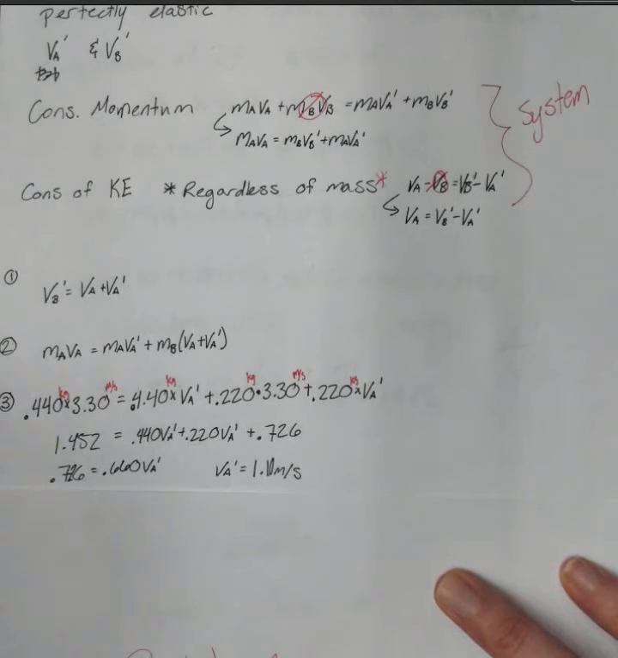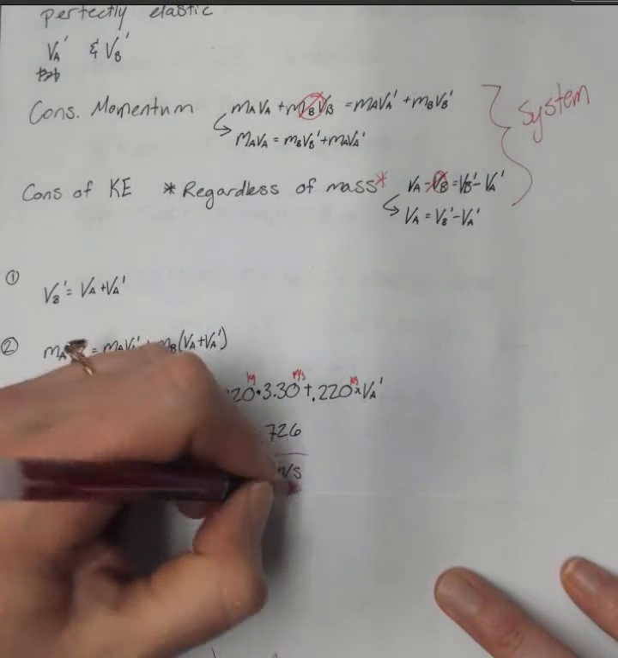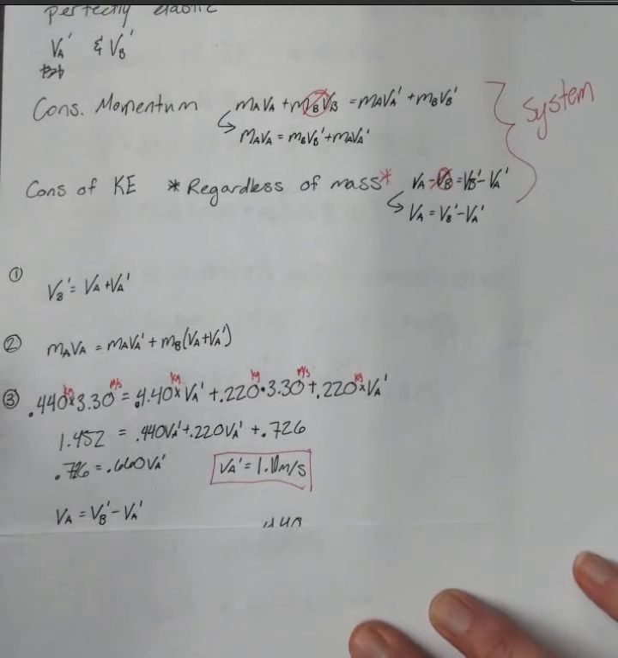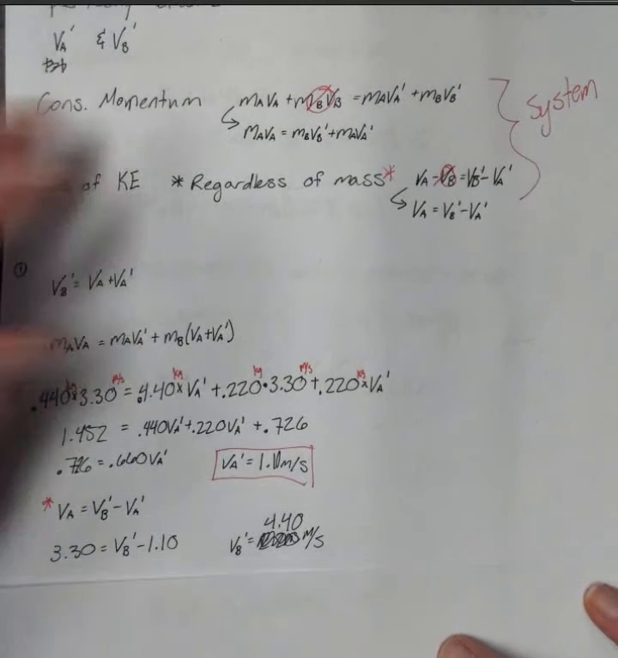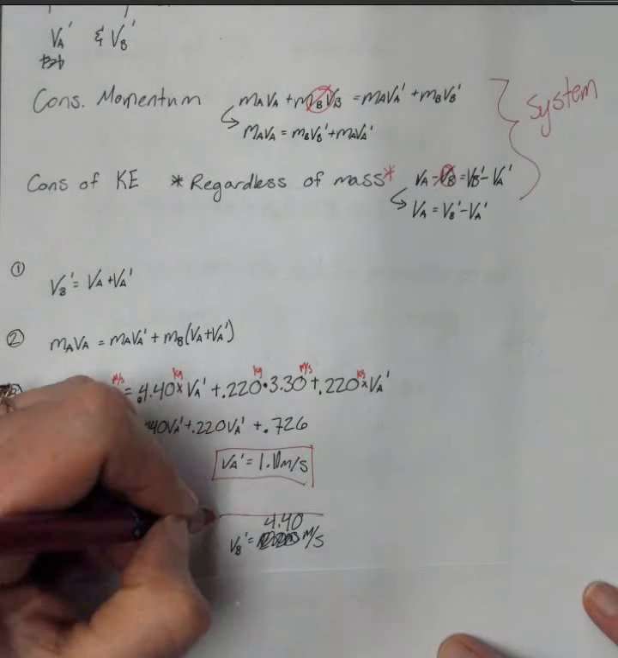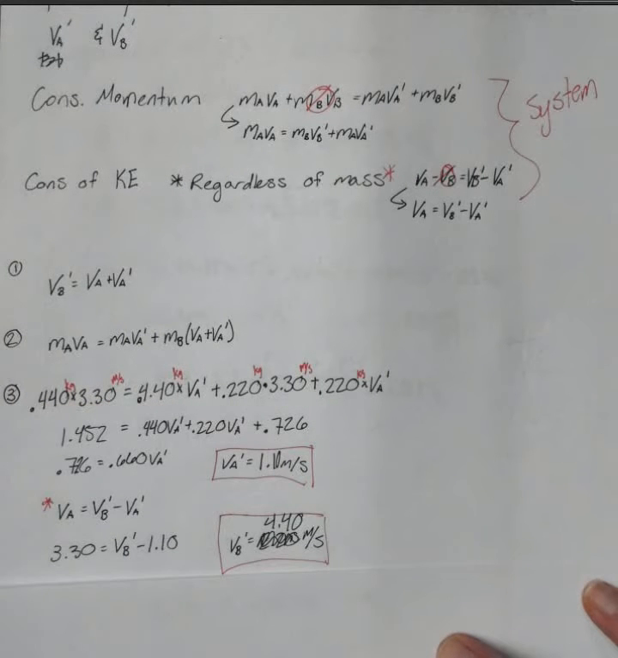Now that we've got our first variable, we can plug it back into any original equation that we would like. The simplest equation is, of course, our velocity equation from conservation of kinetic energy. Plugging that in, we get 3.30 equals VB prime minus 1.10. Rearranging and solving, we get that VB prime is 4.40 meters per second.